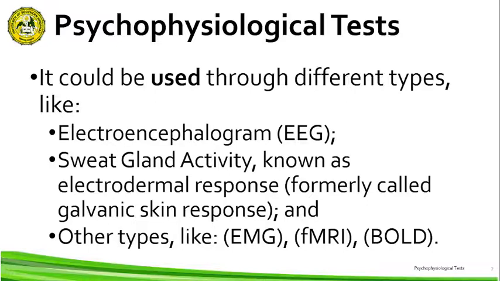This psychophysiological test could also be used through the different types, like the electroencephalogram or the EEG, which will be the highlight of my report, the sweat gland activity known as electrodermal response, or formerly called galvanic skin response, which will be tackled by my co-reporter, Miss Cetera, and other types like the EMG or electromyography, the fMRI or functional magnetic resonance imaging, or the BOLD or blood oxygen level dependent.